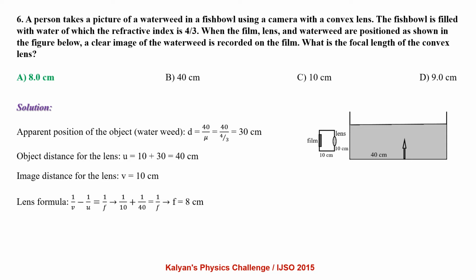Apparent position of the object, that is water weed, D equal to 40 by mu, that is 40 by 4/3, which is 30 centimeter. Object distance for the lens U equal to 30 plus 10, that is 40 centimeter. Image distance for the lens is 10 centimeter as the film is placed 10 centimeters from the lens. Applying lens formula, 1 by V minus 1 by U equal to 1 by F, that is 1 by 10 minus of minus 1 by 40 equal to 1 by F, which gives us focal length to be 8 centimeter.